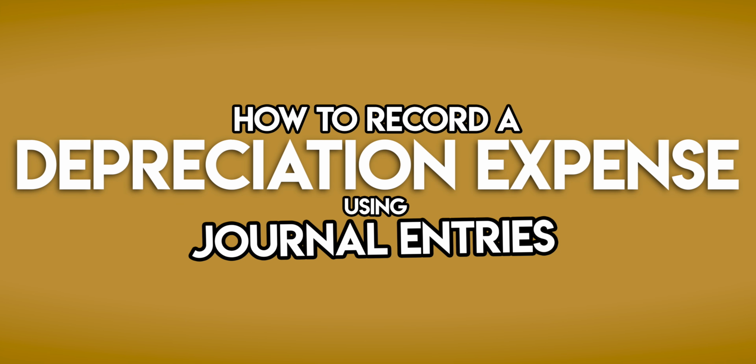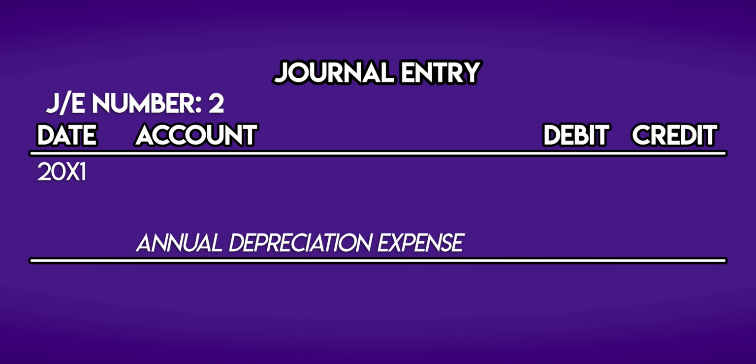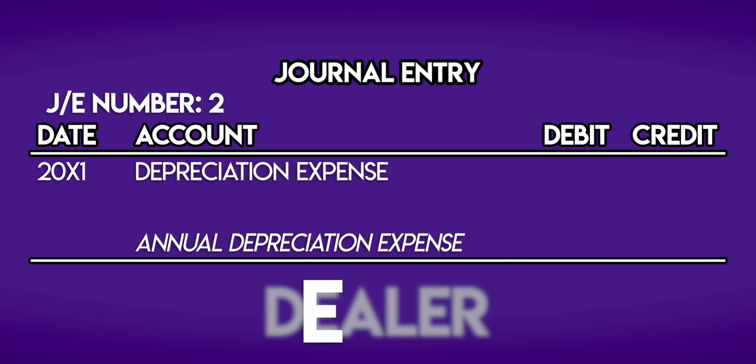How to record a depreciation expense using journal entries. During year 1, you write off $800 as a depreciation expense to your income statement. What does this journal look like? We know it's going to hit the depreciation expense account in your income statement. Expenses are the first E in DEALER, normal debit accounts, which means debits increase them. So you debit your depreciation expense account by $800 to increase it in your income statement.